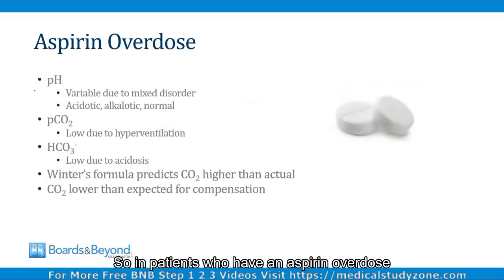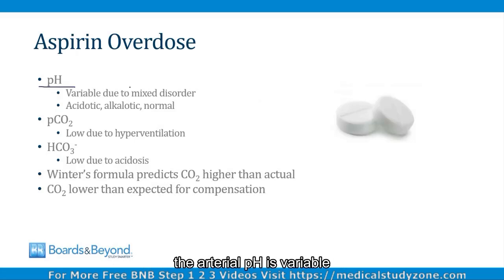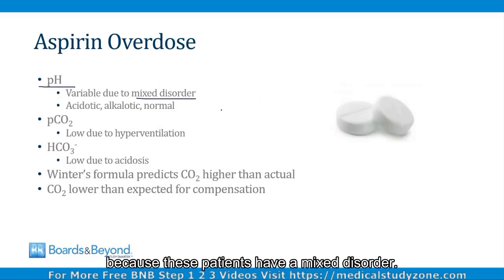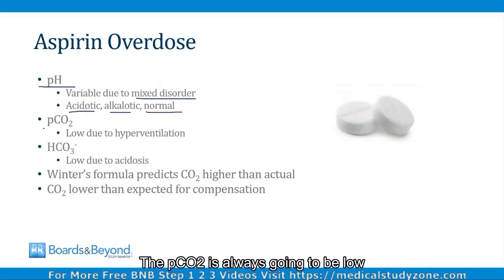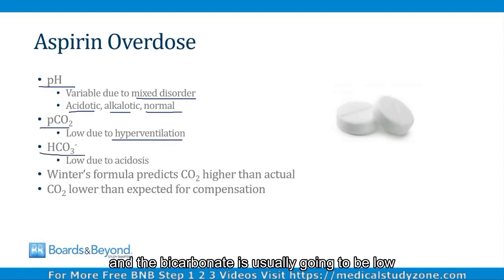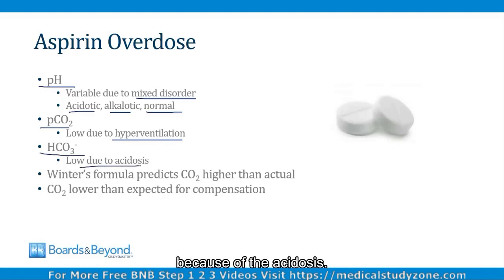So in patients who have an aspirin overdose, the arterial pH is variable because these patients have a mixed disorder. They have both a respiratory alkalosis and a metabolic acidosis. So the pH could be acidic, alkalotic, or can even be normal in some cases. The PCO2 is always going to be low because these patients are hyperventilating, and the bicarbonate is usually going to be low because of the acidosis.